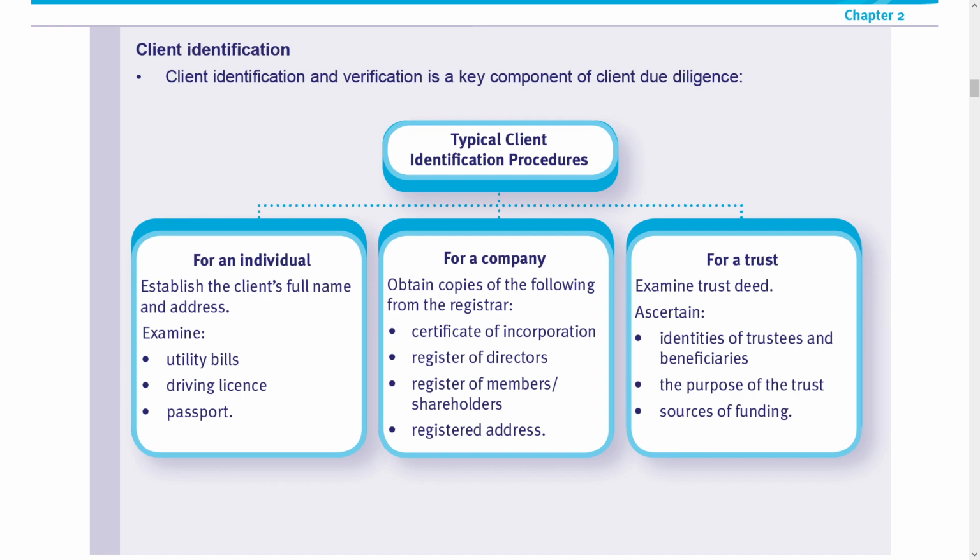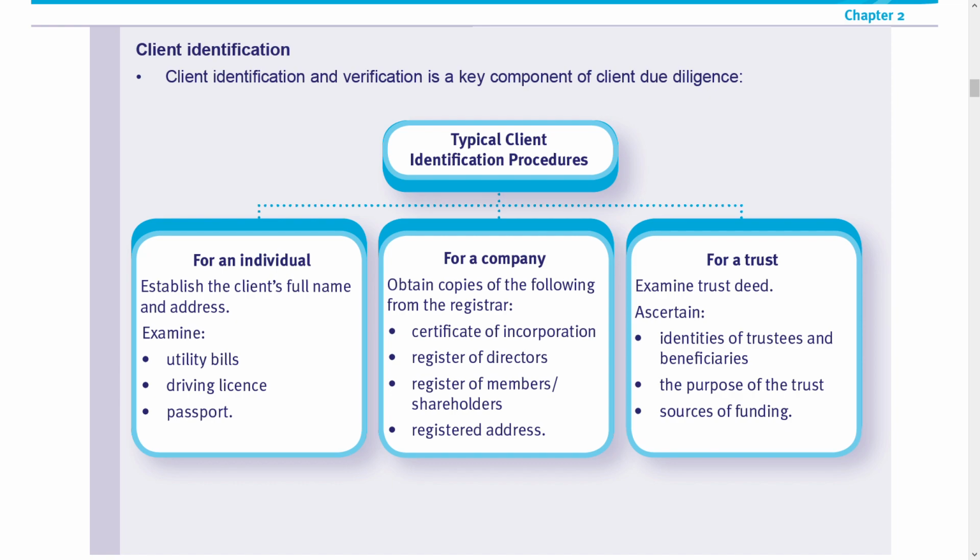Okay, so these are some steps to identify your client. If it's for an individual, what do you have to do? If it's for a company, what do you have to do? If it's for a trust, what do you have to do? If it's for an individual, you have to get the client's full name and address. You have to examine their utility bills, their driving license, their passport.